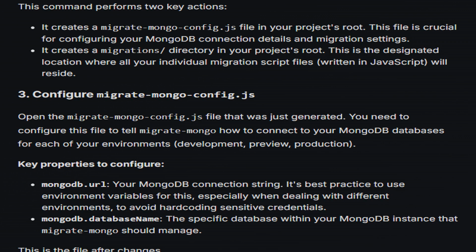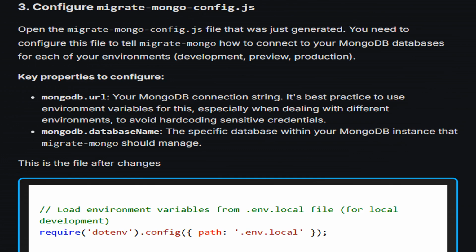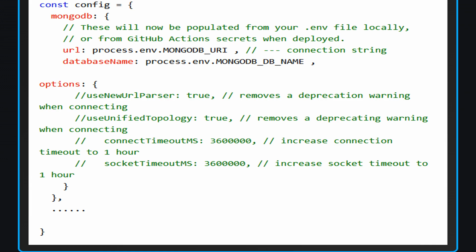The command not only generates a configuration file, but also creates a migrations directory for storing individual migration scripts written in JavaScript. Open the migrate-mongo-config.js file to define your MongoDB connection settings. It's essential to use environment variables to secure sensitive information and ensure appropriate configurations for different environments. Edit the config file to replace hard-coded connection strings with environment variables, managing credentials securely across different environments like development and production.